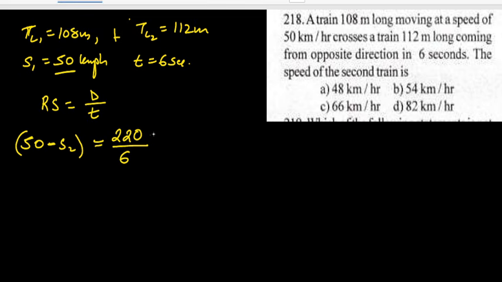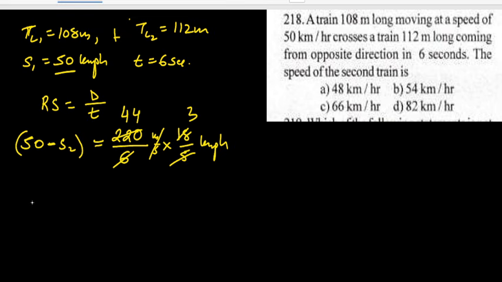But now this is meter per second, so I want to convert it to kilometers per hour. So we multiply by 18 by 5. In that way, this converts into kilometers per hour, our requirement. Now just cancel the unnecessary terms. We can cancel 6 and 18 by 3 times. Cancel 5 and 22 by 44 times.